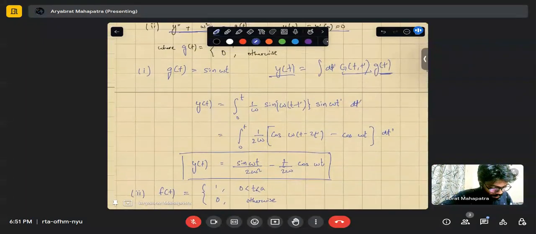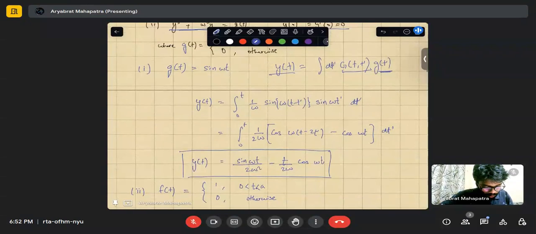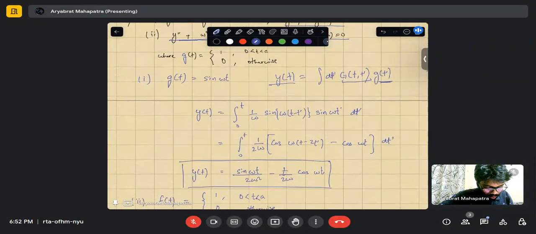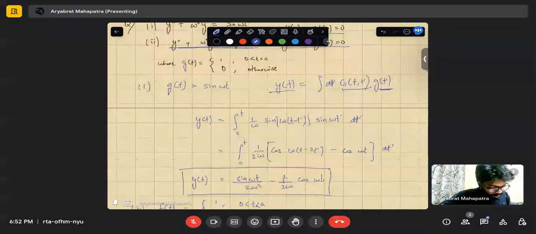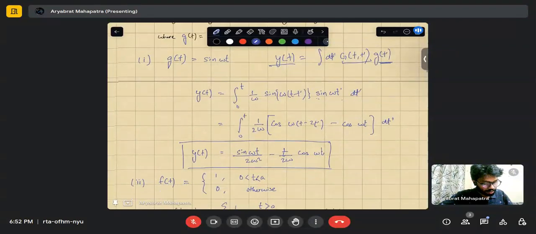So the same we are also doing here. This is for your first part. In your first part, that is quite straightforward. So your g of t was sine omega t. I just simply put it here. I substituted this sine omega t prime and just calculated this integral.